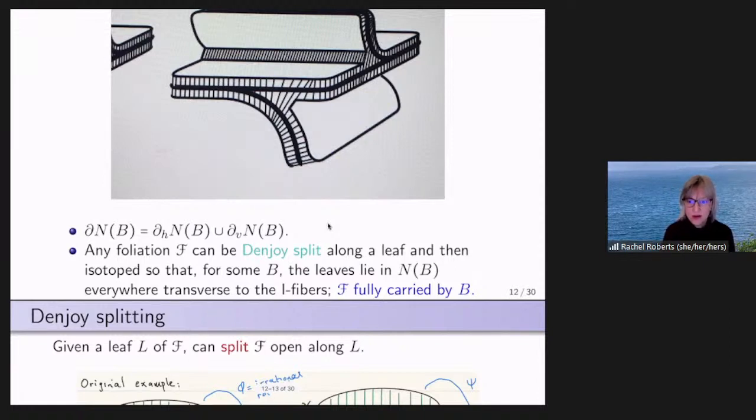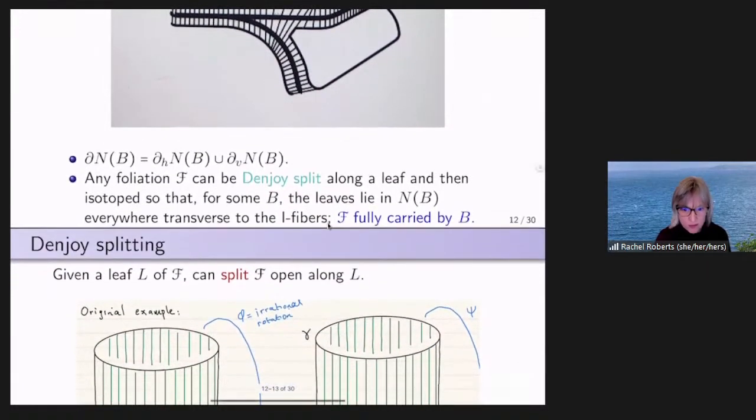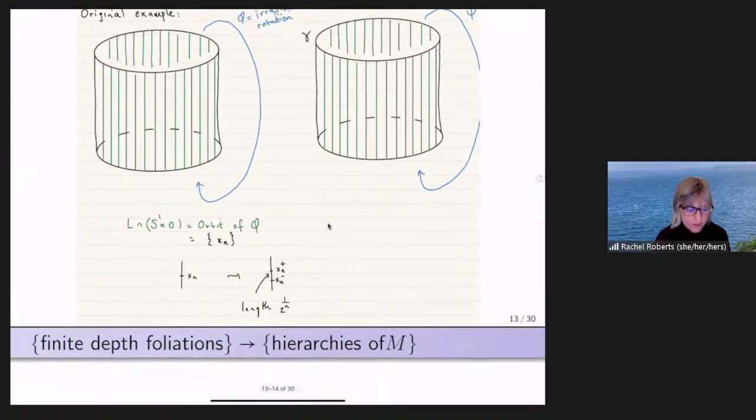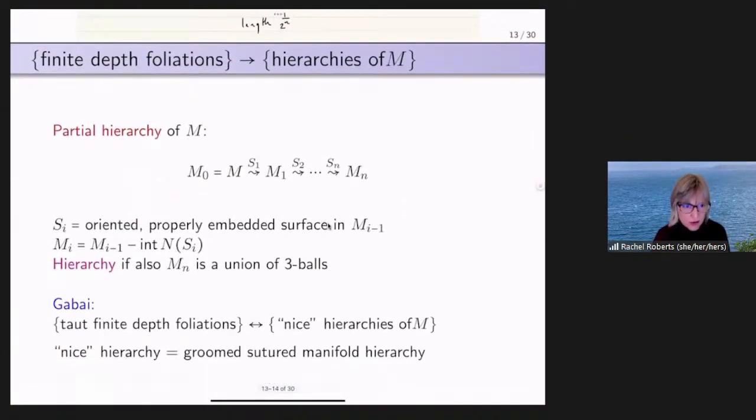And if I give you a foliation, you can always find a branch surface so that the foliation is fully carried by the branch surface. The game is thinking about triangulations of the manifold and Haken normal form. And there's a result of Gabai that says there's actually finitely many branch surfaces that carry all possible taut foliations. So any foliation is carried by a branch surface. And as we're restricting attention now to taut foliations, there are finitely many branch surfaces that carry all.